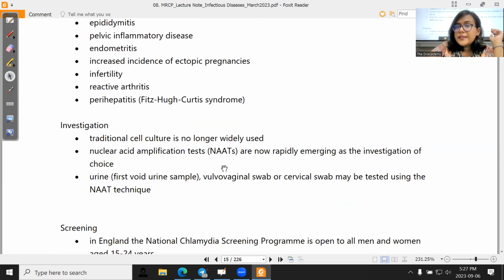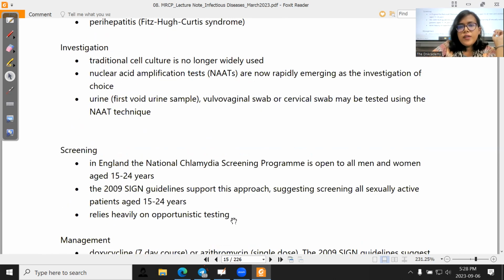Investigation: the NAT test or the PCR test, okay? Nucleic acid amplification test is done to detect chlamydia. Investigation of choice. Screening. The screening program is open to all men and women who are sexually active, age ranging from 15 to 24.